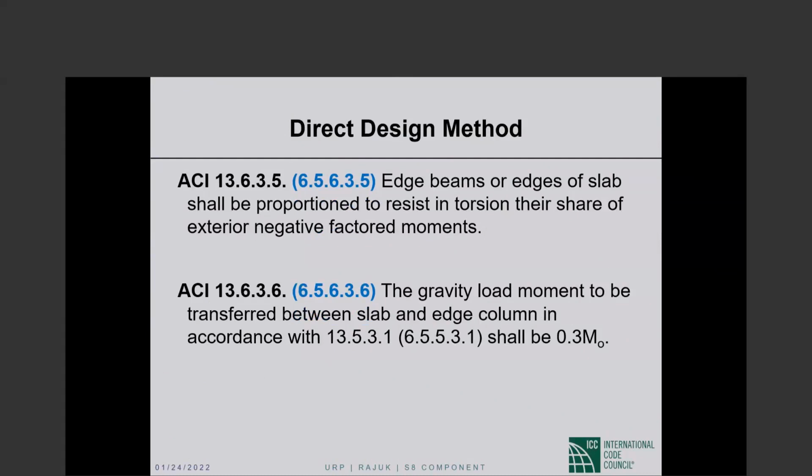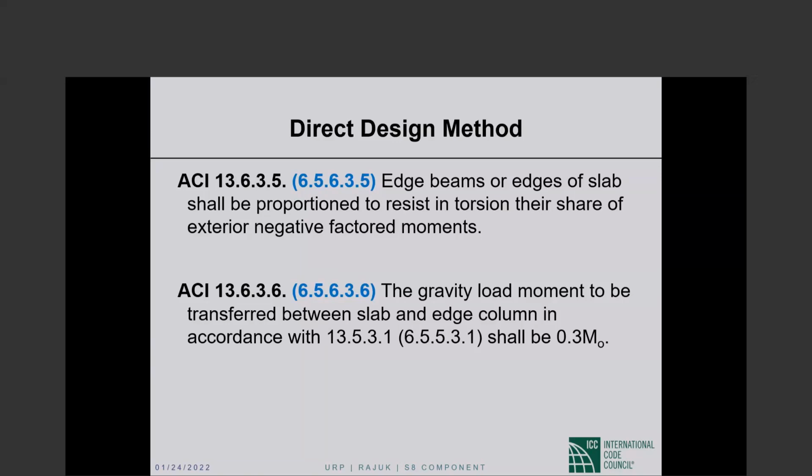So if the exterior support is a beam running in the transverse direction, the slab end moment that we are talking about, 26% of m sub 0, if there is an edge beam, that will cause torsion on the edge beam. Okay, and that's what we are talking about. Edge beams or edges of slab shall be proportioned to resist in torsion their share of the exterior negative factored moment.